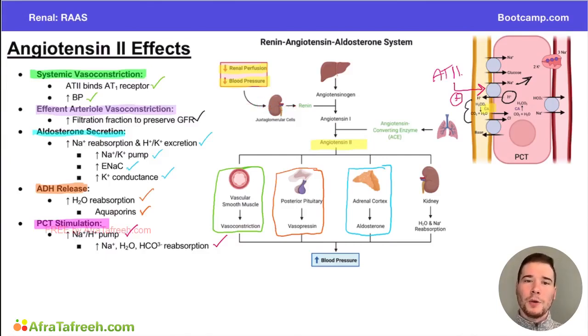So if you're not super familiar with this, go back and watch that video again on the proximal convoluted tubule to understand this process, because again, here we're just building on it and saying we're stimulating the receptor, so we're going to have more of this occurring.